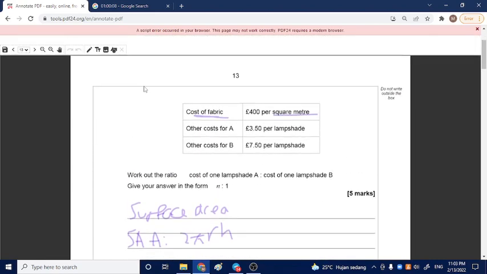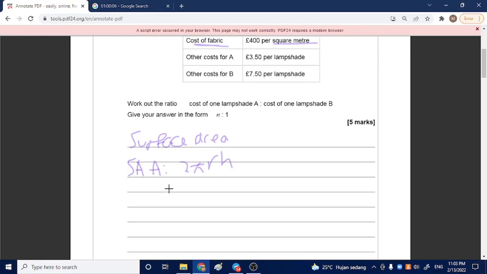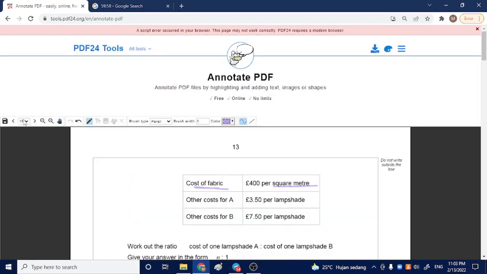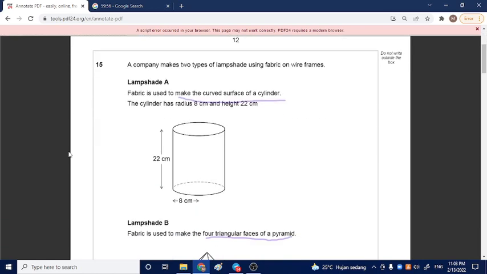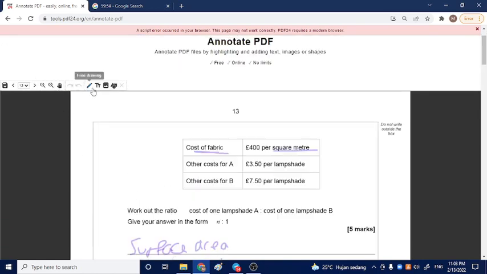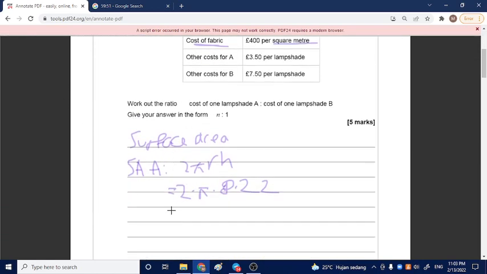2 pi r h, that would be 2 times pi times radius was 8, I think. Yeah, 8, 22. Let me check again. Yeah, 8, 22. I hope that I don't blunder in any of these problems. This would be 352 pi.